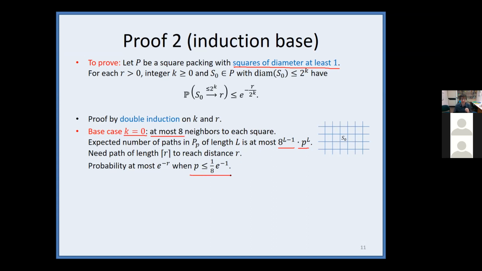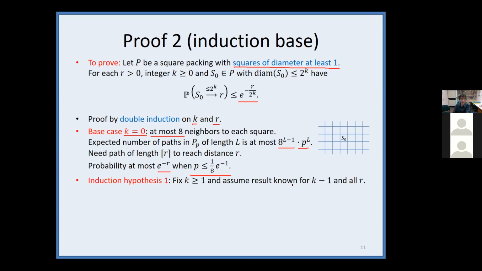So if p is less than 1/8 e to the minus 1, then the probability is at most e to the minus r to retain 1, and you obtain the induction hypothesis. So this was an easy base case. This was the base case about k. I will also describe a base case about r, also very easy.